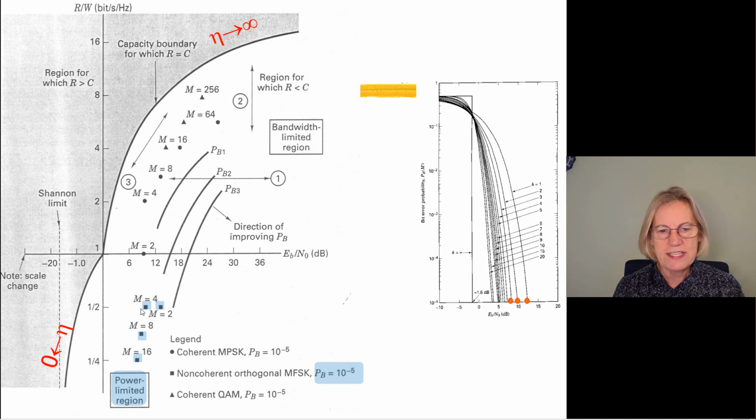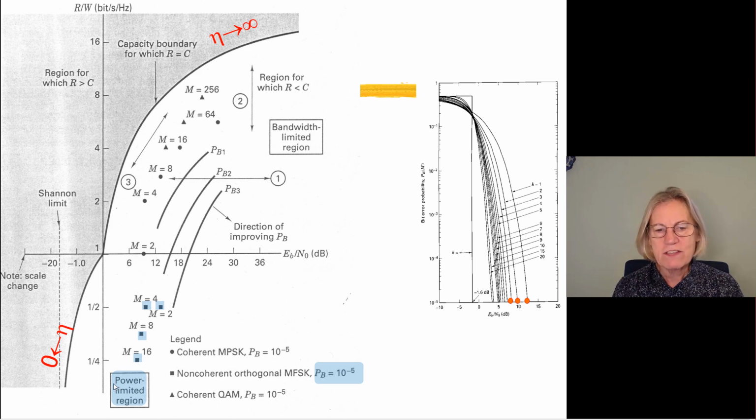And if I did the same thing for 4, I'm taking this ordered pair. The x value I take from this intercept point with 10 to the minus 5. And the y value is my calculation of eta. What's eta for this modulation format? And you can see that all these FSK points are falling down in this region where we're sort of in the direction where we're becoming less spectrally efficient. And so we call this region the power limited region.